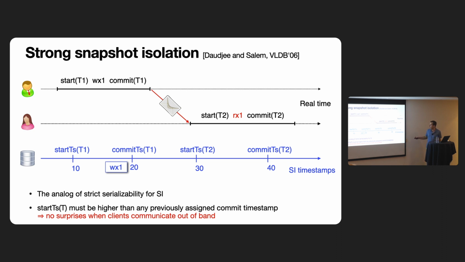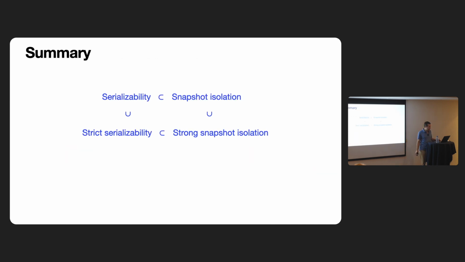And that means that there are no surprises when clients communicate out of band. So I can send a message, and I will know that this transaction will actually read 1. Okay, so now we get a few more species in our zoo of isolation levels. Before there was serializability and snapshot isolation, and now there's another dimension where you have strict serializability and strong snapshot isolation with this real-time order constraint. These pairs are just incomparable, and so the graph grows until you get 50 shades.